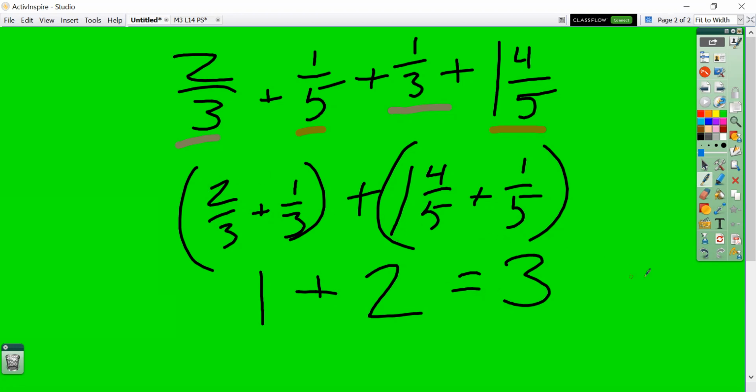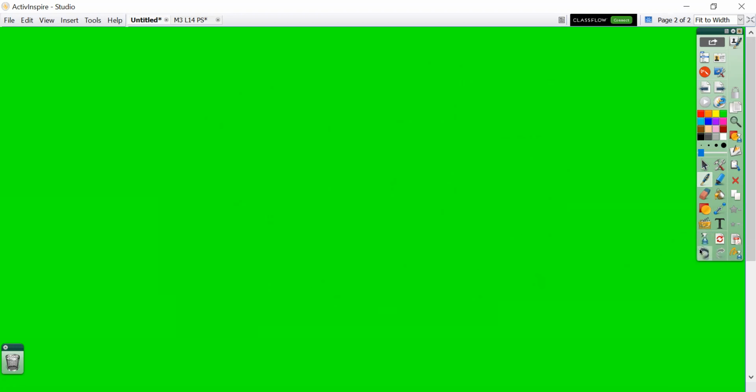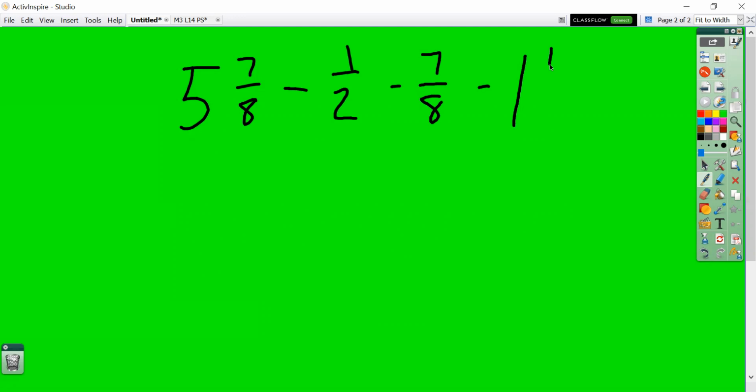All right, let's try that again. But this time, let's see what happens when we subtract. It was kind of simpler when we were grouping them up and adding them together. So let's think about a subtraction expression. Write this down. 5 7/8 minus 1/2 minus 7/8 minus 1 1/2.